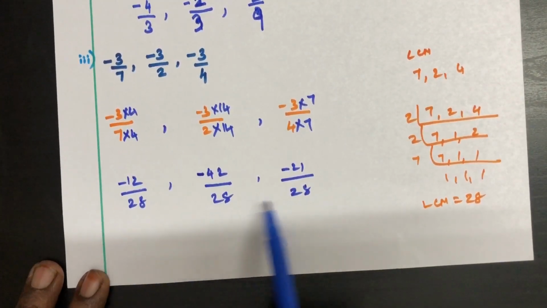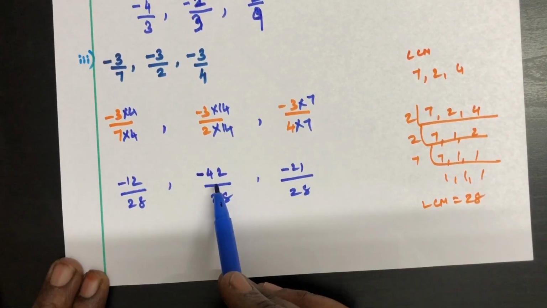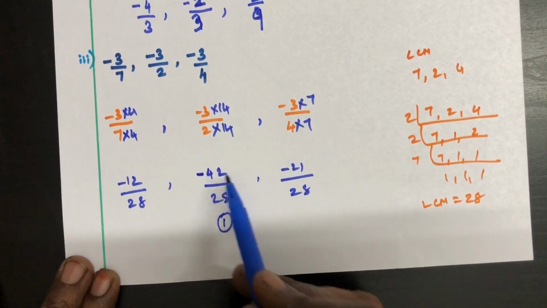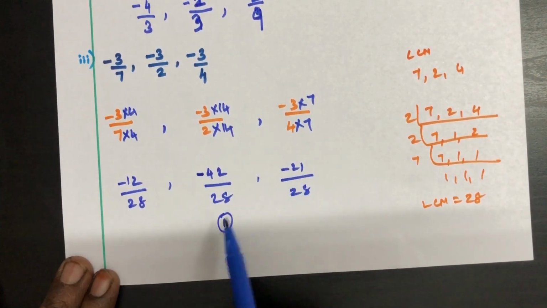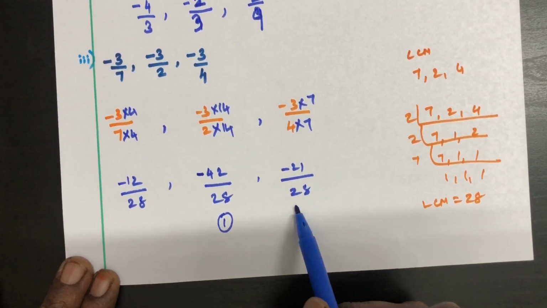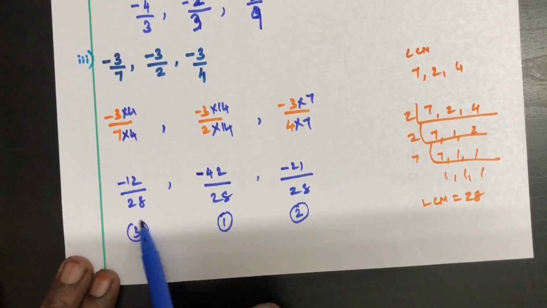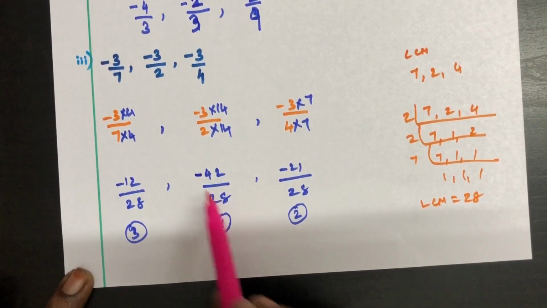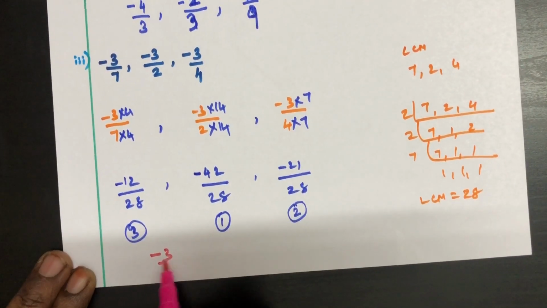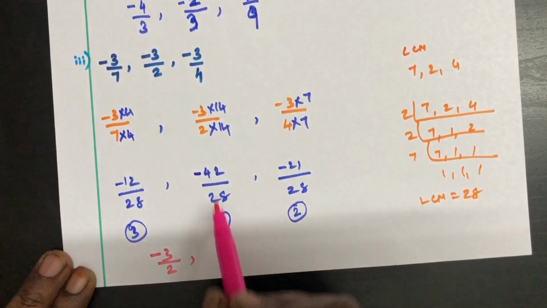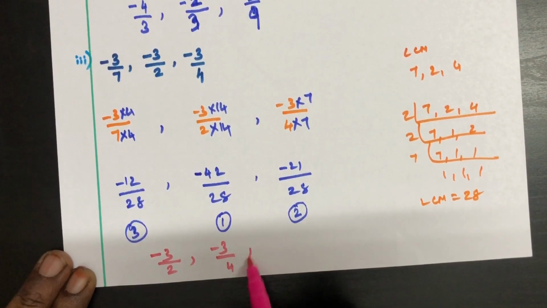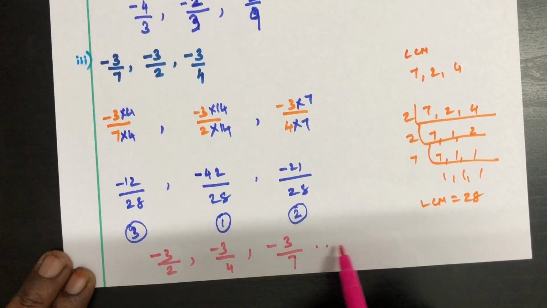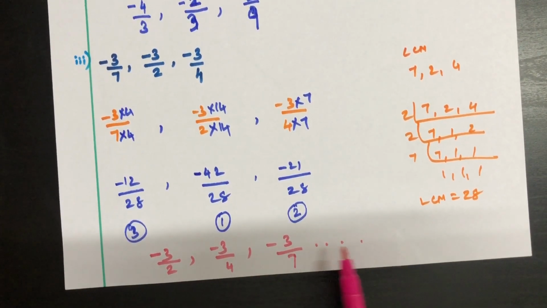Like fractions, the denominators are equal. So compare the numerators. This is the smallest number. So this is first: minus 42 is smaller than minus 21. So this must come first. So this is the second number and this is our third number. See here, while writing, you should not give this number. The middle number is minus 3 by 2. So minus 3 by 2 should come here, and minus 3 by 4 comma minus 3 by 7, and so on, in ascending order from smaller number to bigger number.